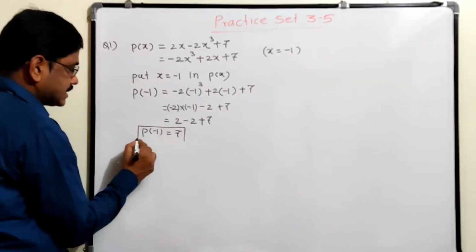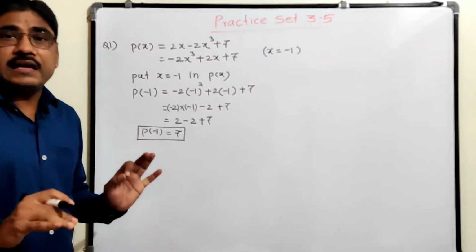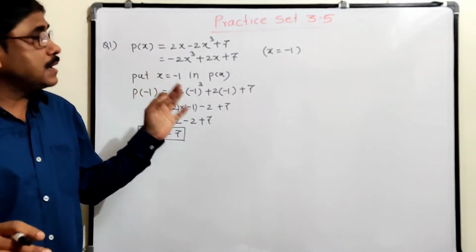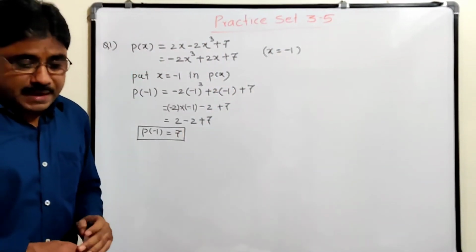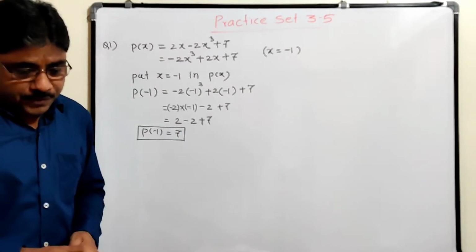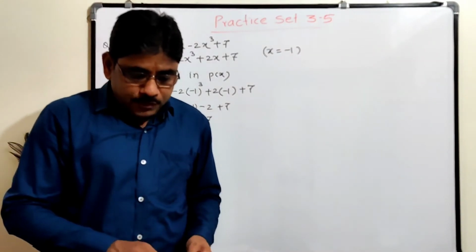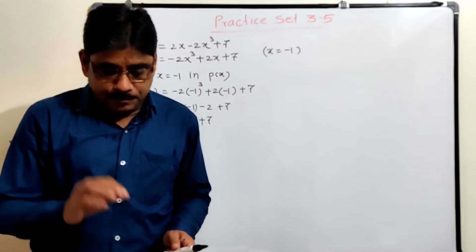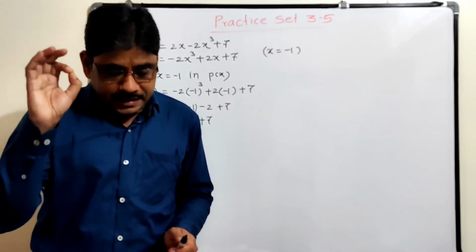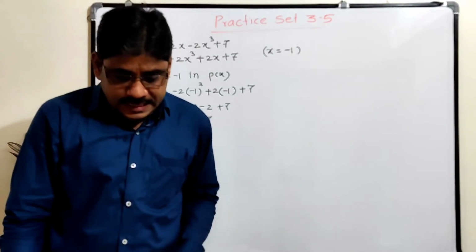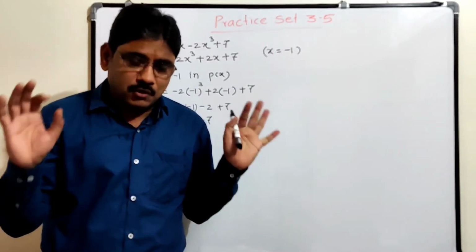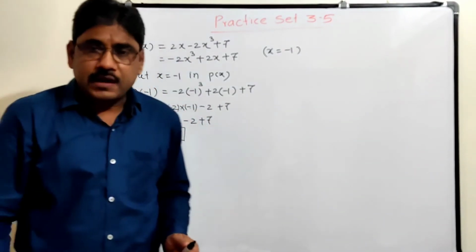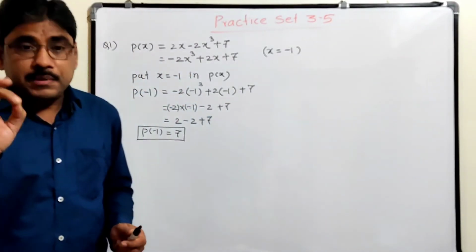So here in question number 1 only you have to repeat that previous exercise, यानी practice set 3.4, जिसमें हम लोगों ने value find किया था. Now question number 2 is: for each of the following polynomials find p(1), p(0) and p(minus 2). So let us see the second example. एक एक example हम लोग देखते हैं. For the second example, find p(1) as well as p(0) and p(minus 2).